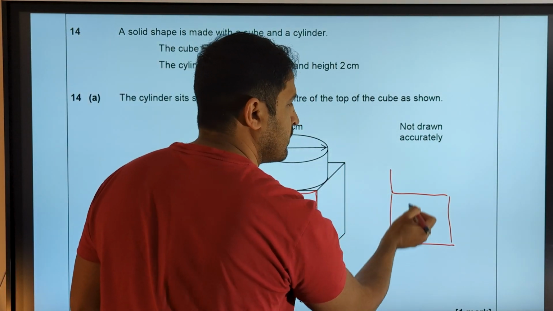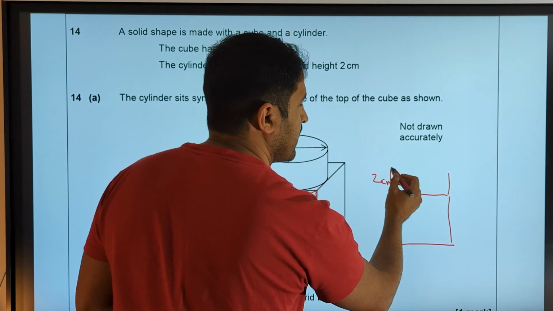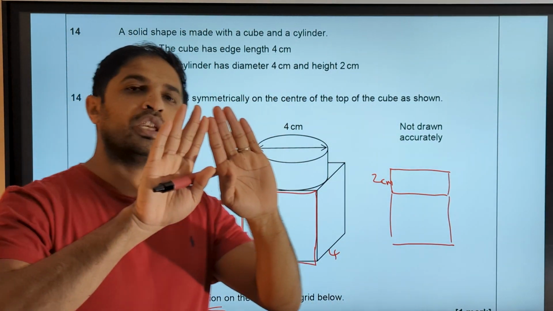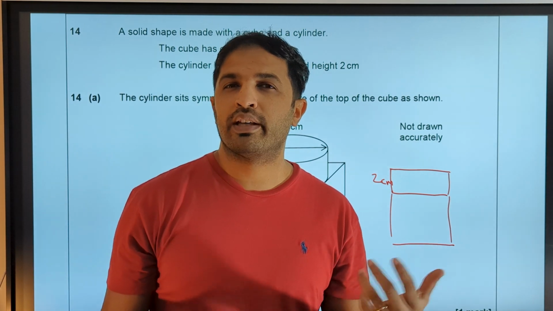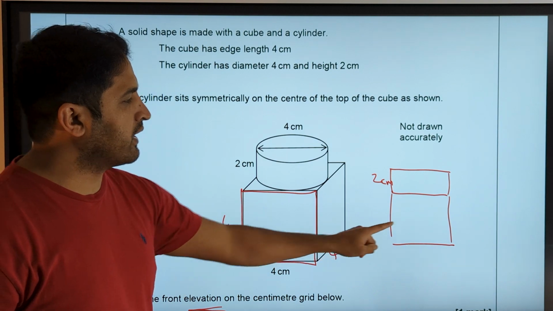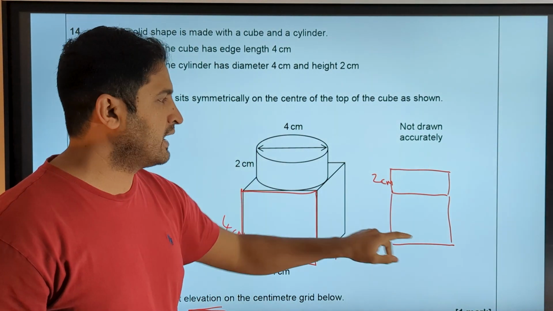The cylinder has a height of 2 centimeters, so you'll see that height of 2 centimeters, and that length there is 4 centimeters. You won't be able to see the curving, because there isn't any light that reflects on it. So this is what you see from the front: a cube, and a cylinder on top. That's it, that's what you see.